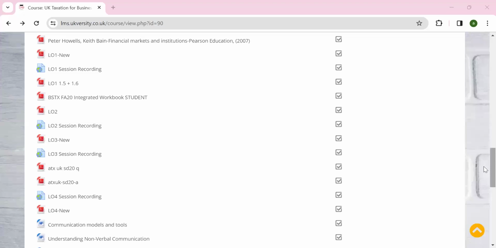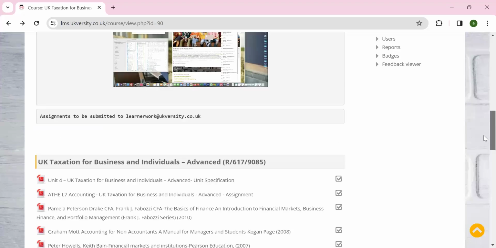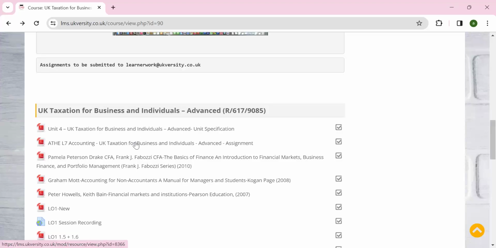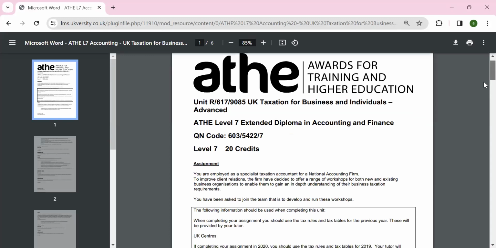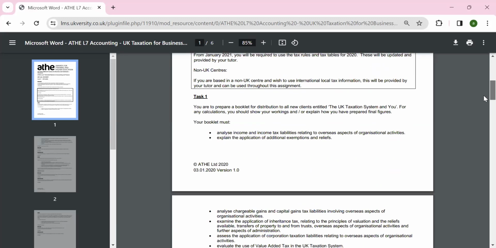Okay, I'll take you back to our Moodle page. It should be the same assignment brief. They carry on updating our back office, but yes, it should be the same. Here is the assignment brief which we have here, and we've been given the tasks.